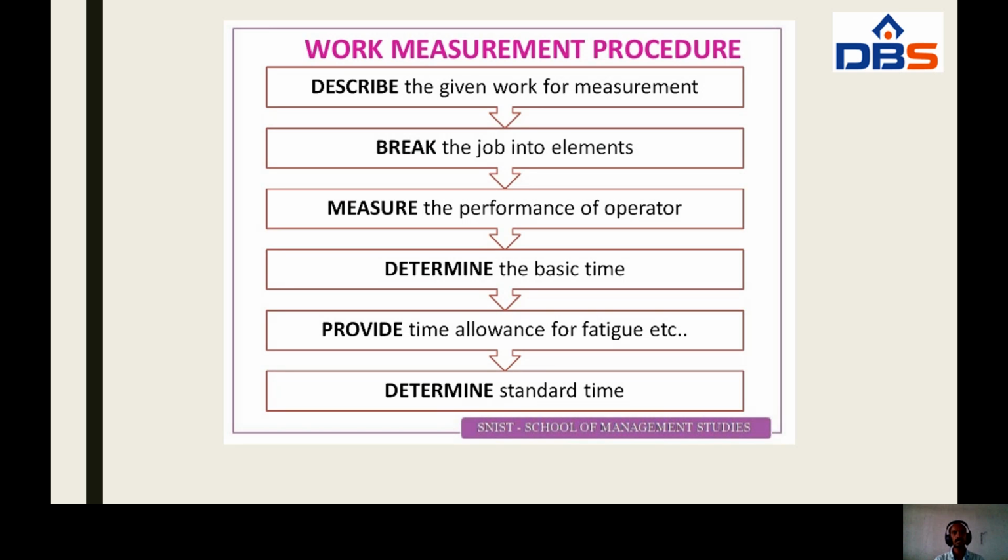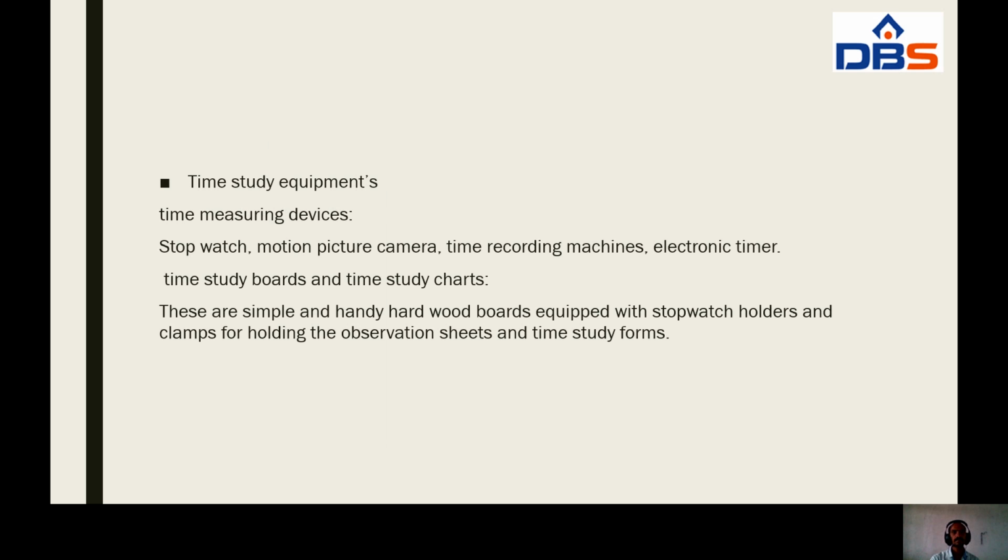This is the process. We describe the given work for measurement. And next, break the job into elements. Next, measure the performance of the operator. Determine the basic time. Provide the allowance for fatigue. Determine the standard time. This is the process of work measurement. And the next, time study equipments: time measuring devices, and time study boards and time study charts. This is all the information regarding work study.